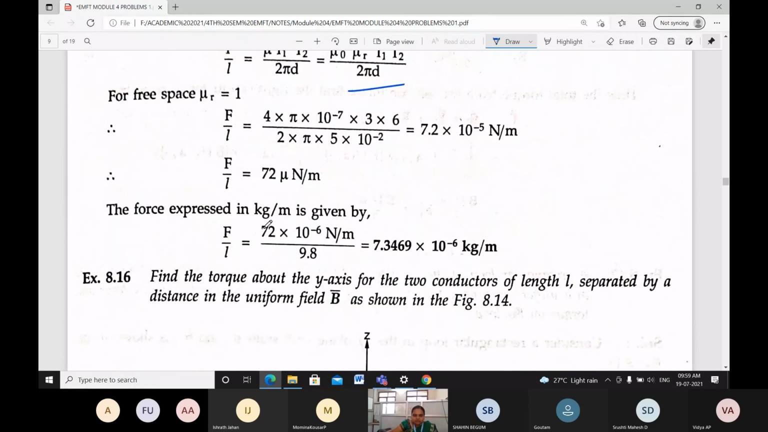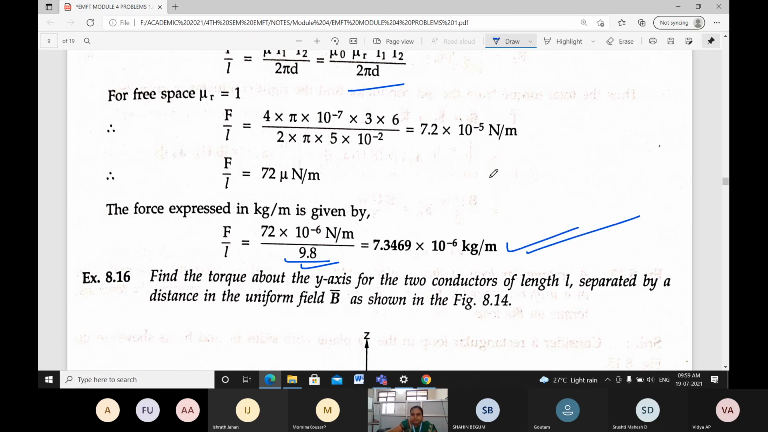For that reason, observe here, if I want the force in kg per meter, by the basic physics, F divided by L should be divided by 9.8. This you remember. Then you will end up with 72 into 10 raised to minus 6 divided by 9.8. Converting in terms of kg per meter, that is going to be 7.3469 into 10 raised to minus 6 kg per meter.